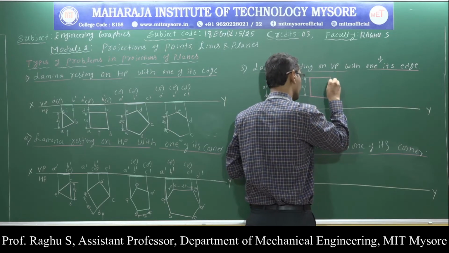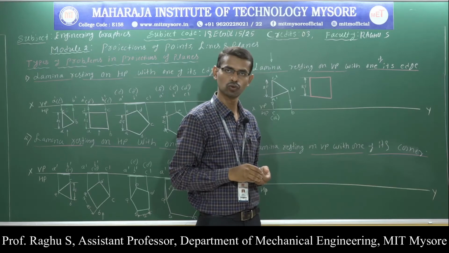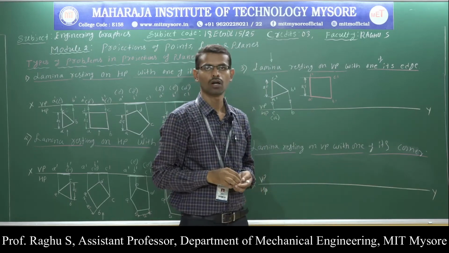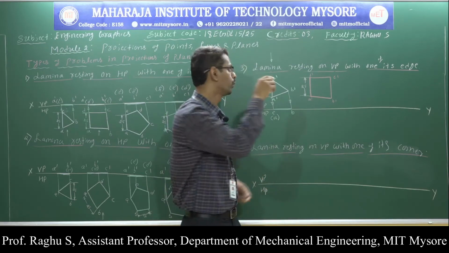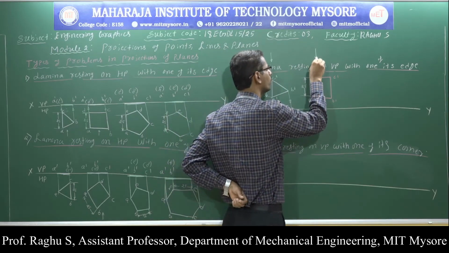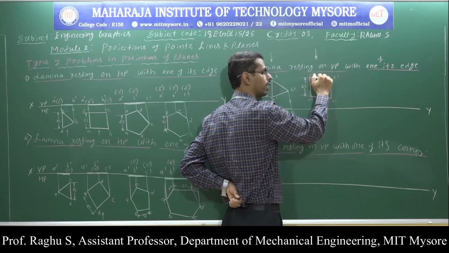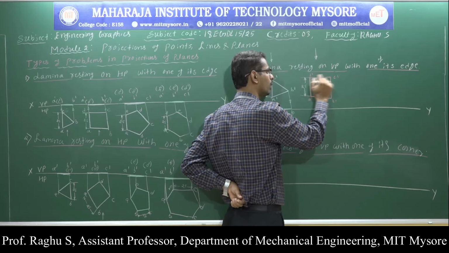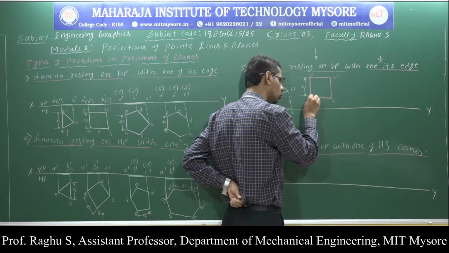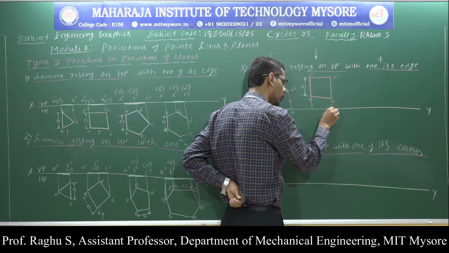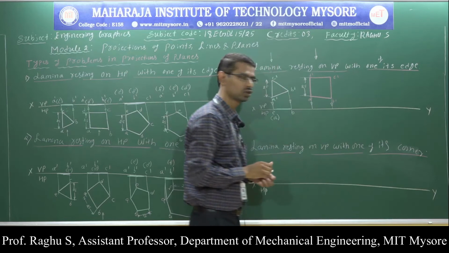Since it is the front view, in the front view I am able to see the true shape. Next, I have completed the front view. In the top view, which corners are visible? Here I am observing the square lamina in the top view: D visible, C visible, A invisible, B invisible. To get the top view, draw downward projections up to the XY line.